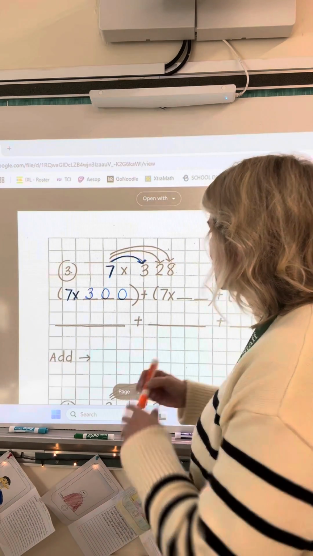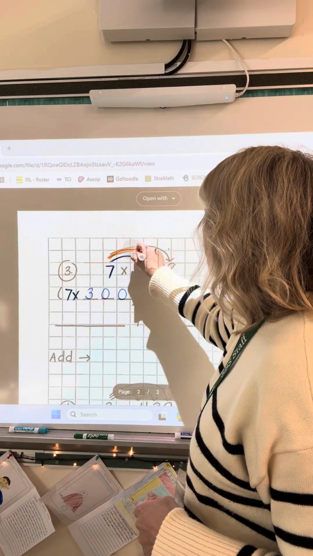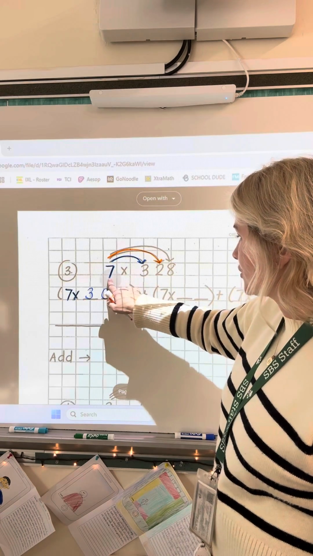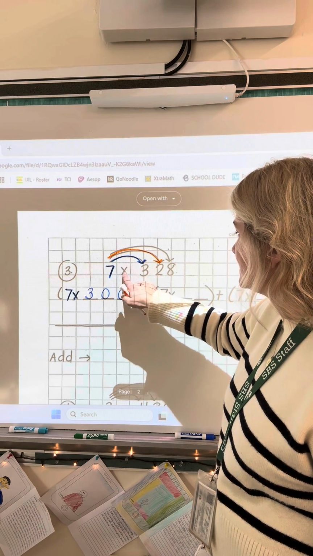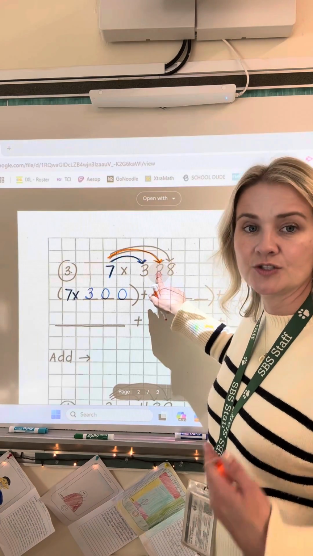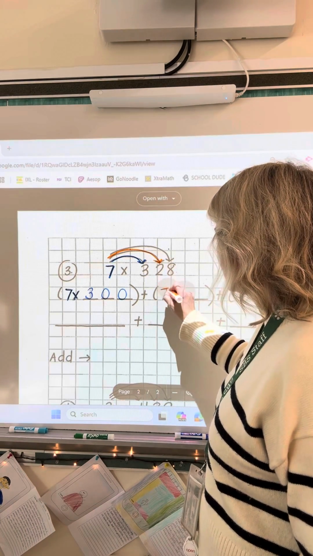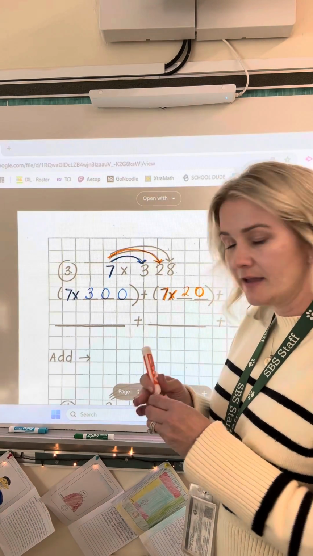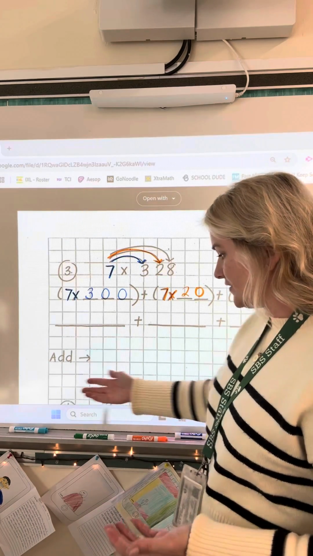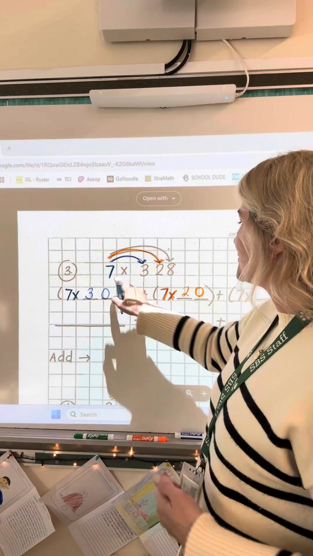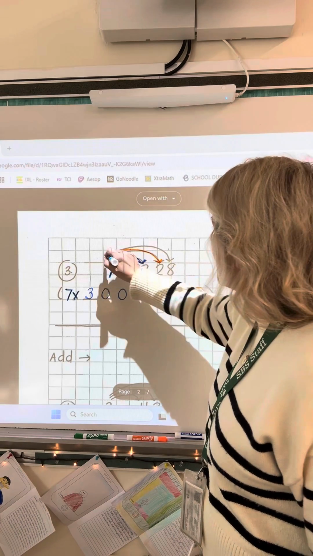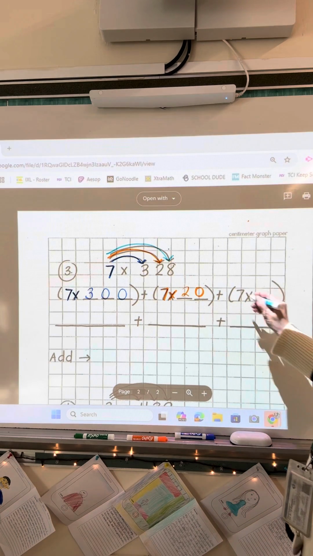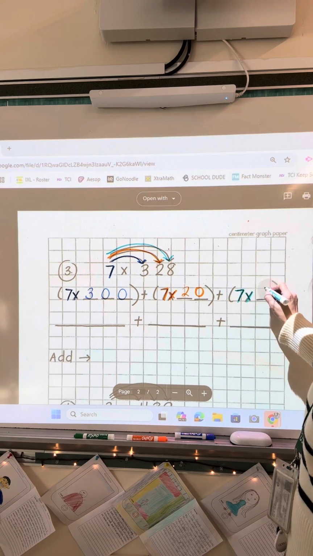Next, we're going to distribute our 7 to the next place, the next highest place, which is the 2. So they should recognize, again, we're starting with 7 and we're multiplying 7 times the value of that 2, which is 20. In the next set of parentheses, they should be writing 7 times 20. Finally, you're going to use a different color, if you so choose, to distribute your 7 to the final location, which is going to be the 8, and the 8 is in the ones place. So in your final set of parentheses, you should be multiplying 7 times 8.